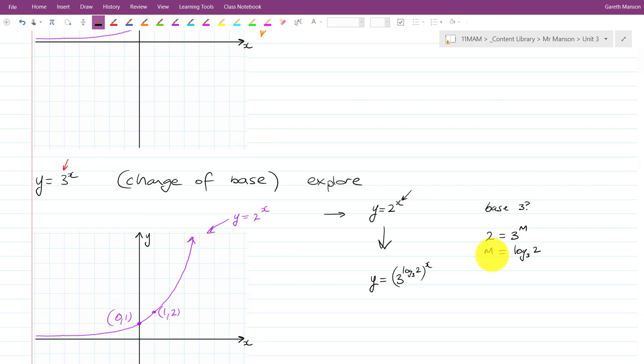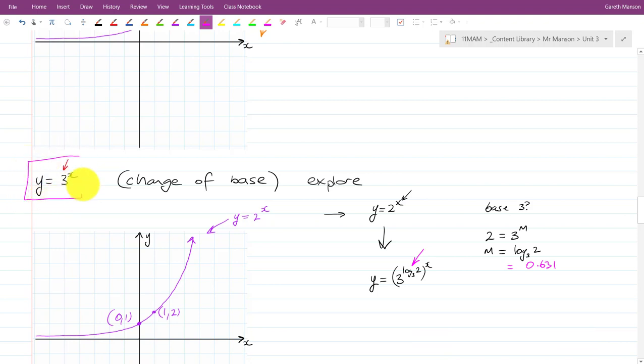You don't have to worry too much about this. Basically, it's just a number. Log base 3 of 2, very quickly on a calculator, is 0.631. So you just get some constant there. So you can change your base, which is really important. And y equals 2 to the power of x can be changed to y equals 3 to the power of 0.63x.